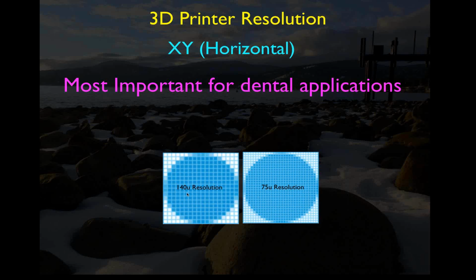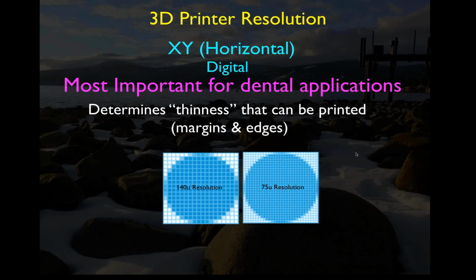So you can see that at 140 microns, there's quite a bit of stair step around the edges. And at 75 microns, it's a whole lot smoother. And this is actually the digital portion of the function of the printer. In other words, this is either digitally projected in a DLP, or it's digitally scribed by a laser in SLA type of printing. So what this does, though, is determine the thinness limit that you can print, basically for margins and edges.